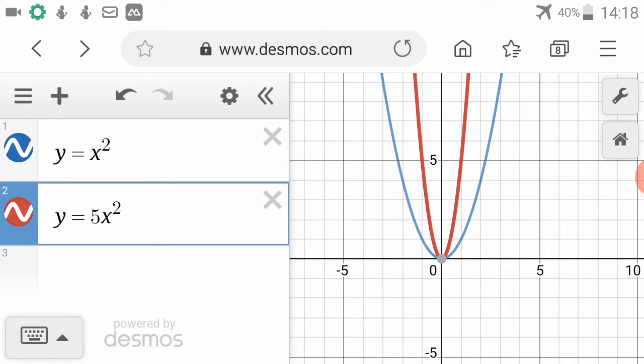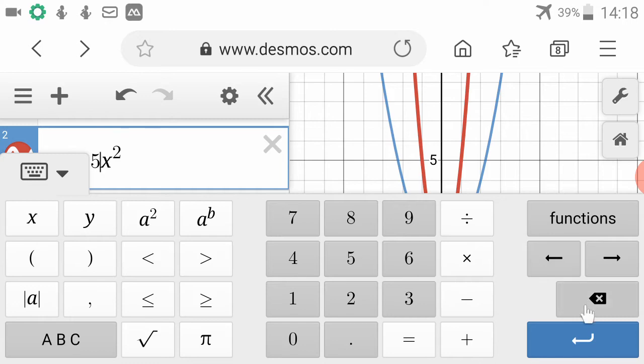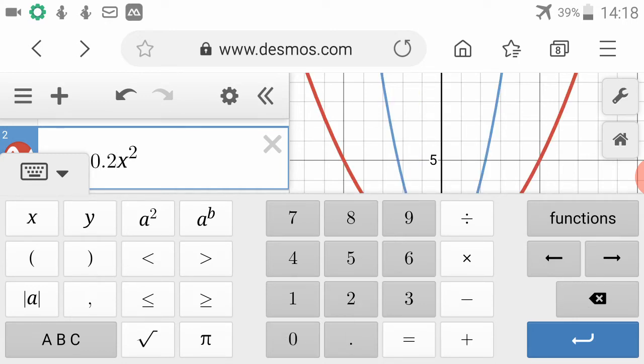This is opposite to my expectation. I expected that when I increase this number, when I make it 5, I would get a wider parabola, but the result is a narrower parabola. Guys, what's going to happen if we decrease this number, if we make it a number less than 1? Now you can expect what's going to happen. So let me erase that number and make it a fraction, for example, 0.2.